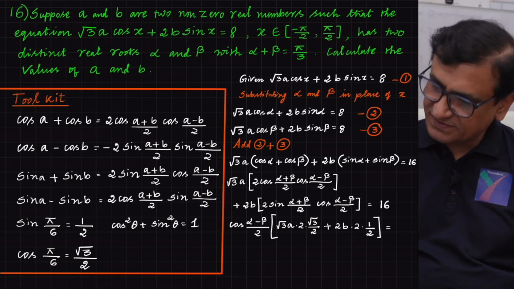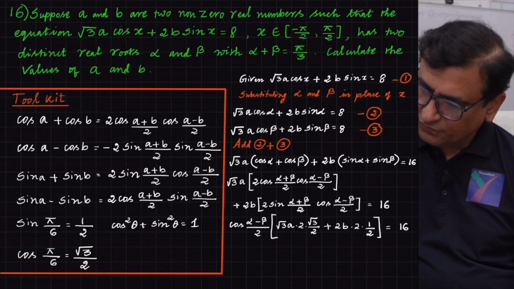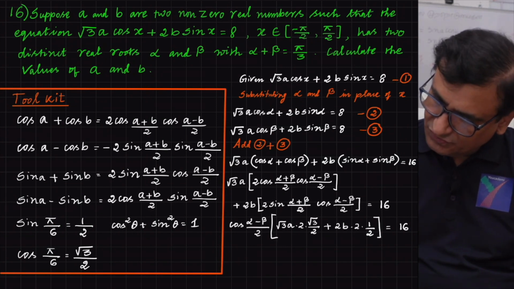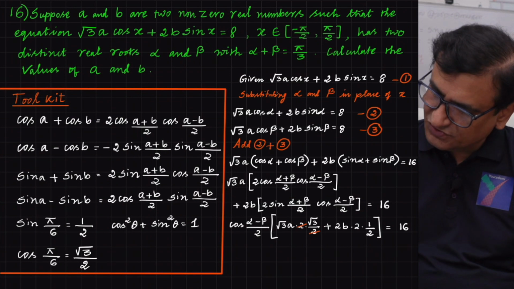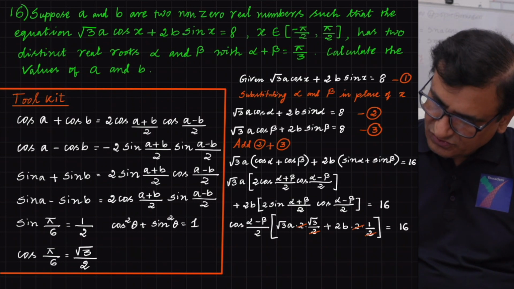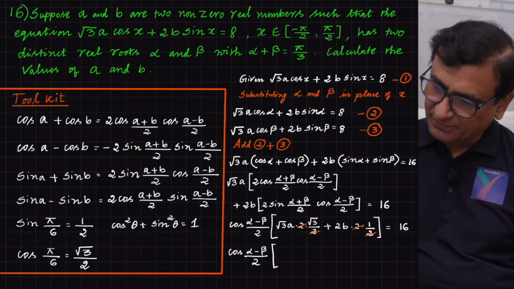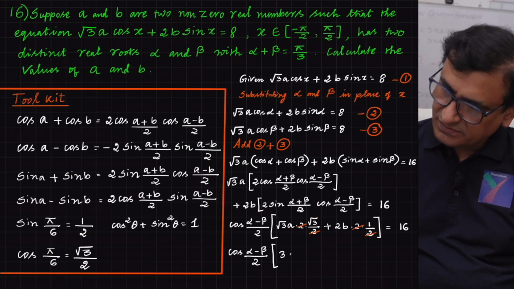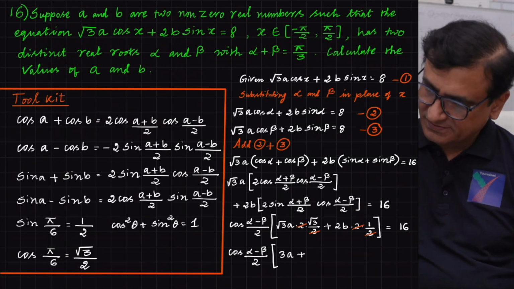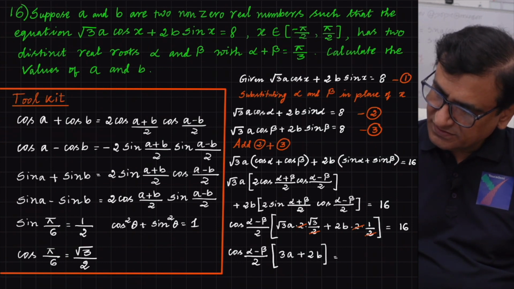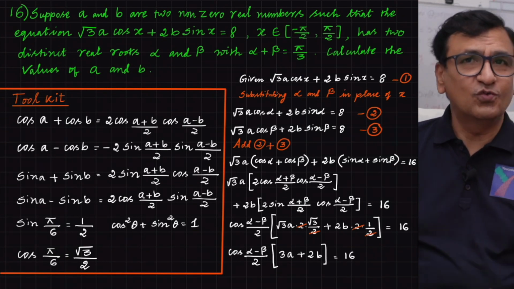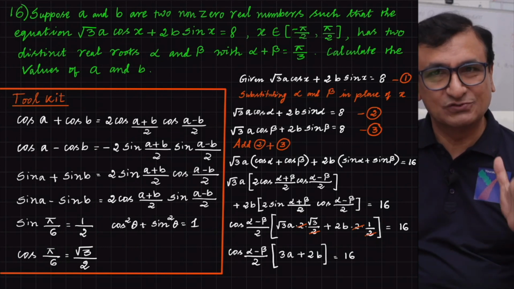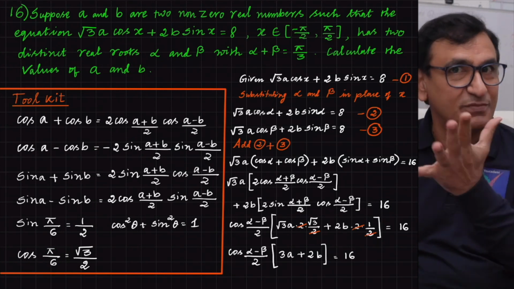And the whole thing equals 16. So we have nice cancellations here. This 2 gets cancelled, and this 2 and this 2 get cancelled, and the expression neatly simplifies to cos((alpha minus beta)/2) multiplied by (square root of 3 multiplied by square root of 3, that is 3a, right?) 3a plus 2b equals 16. We don't know what cos((alpha minus beta)/2) is, so we have to calculate this cos((alpha minus beta)/2).